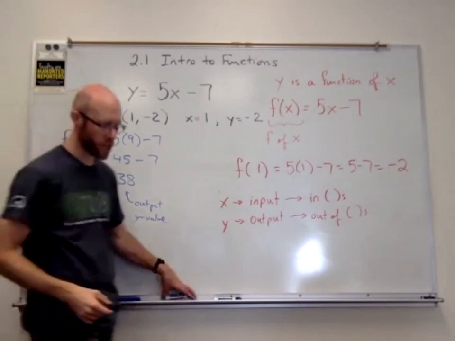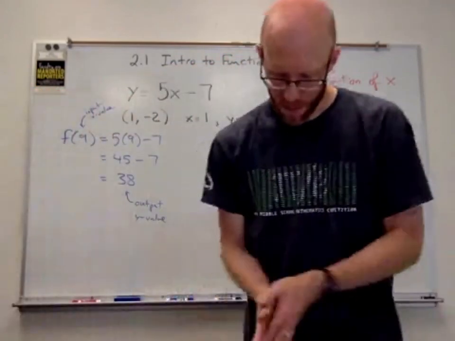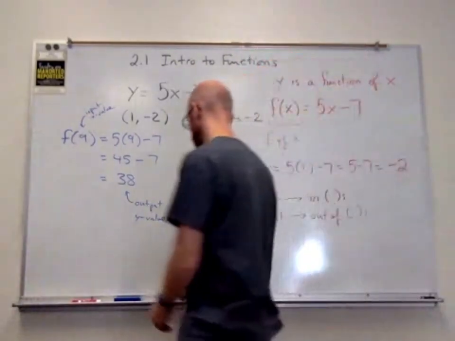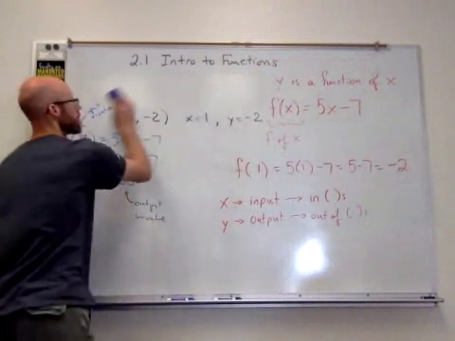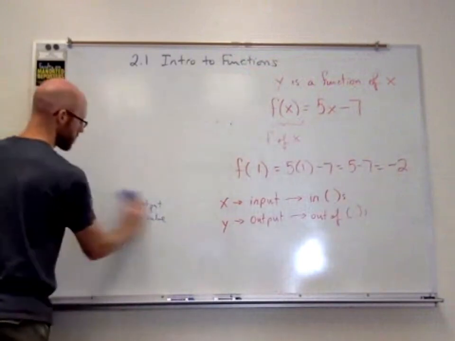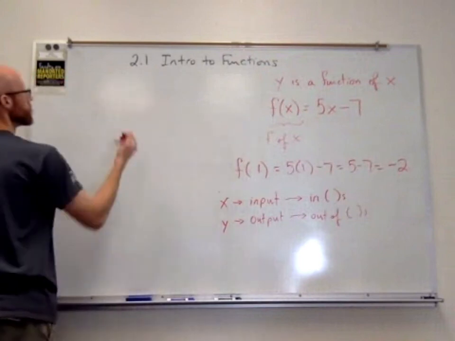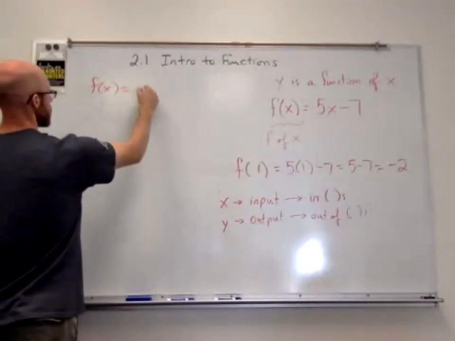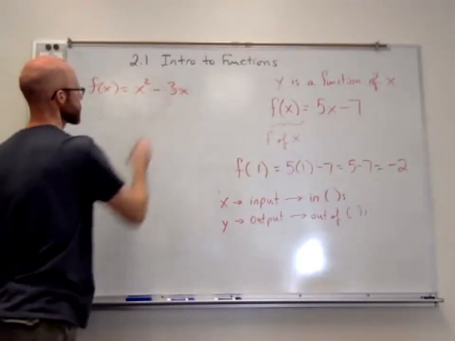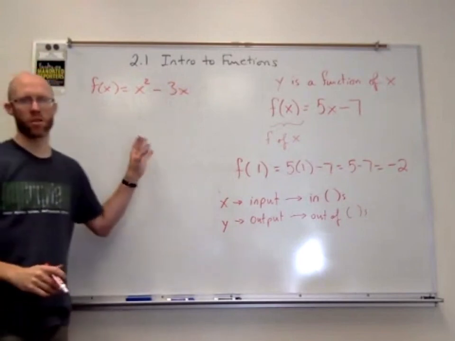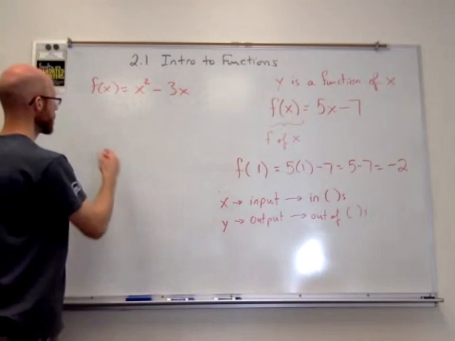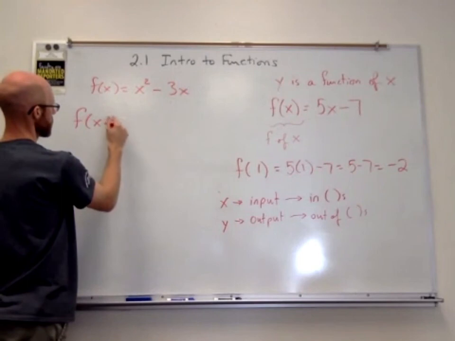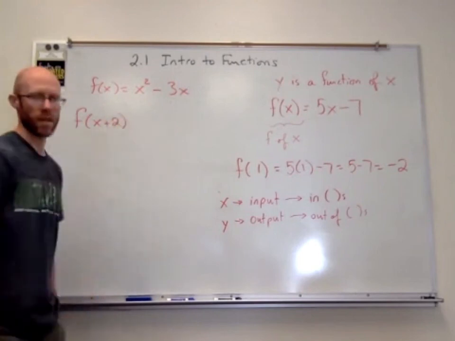All right, so that's our function notation, and we can really plug anything in. We can plug in even some variables. We don't have to just plug in numbers. So let me throw a different example up there real quick, and then maybe we'll call it a day here. So if f of x is equal to x squared minus 3x, this one is a function. Let's say I wanted to find f of x plus 2.